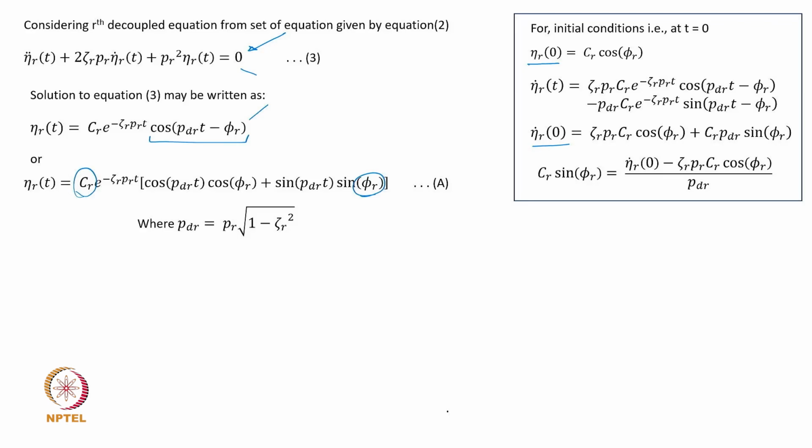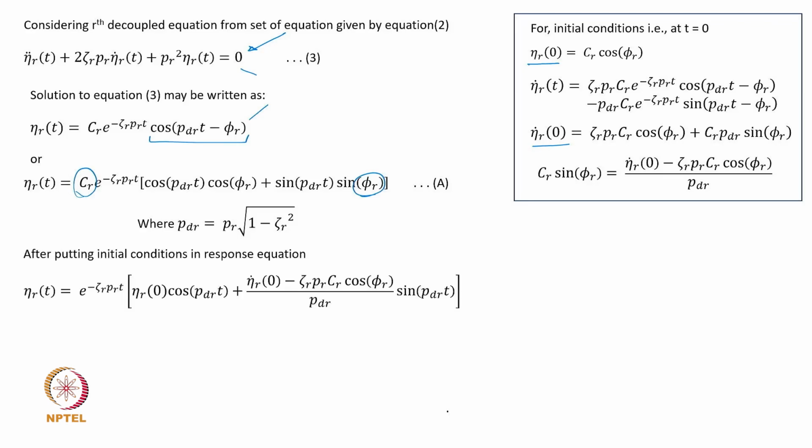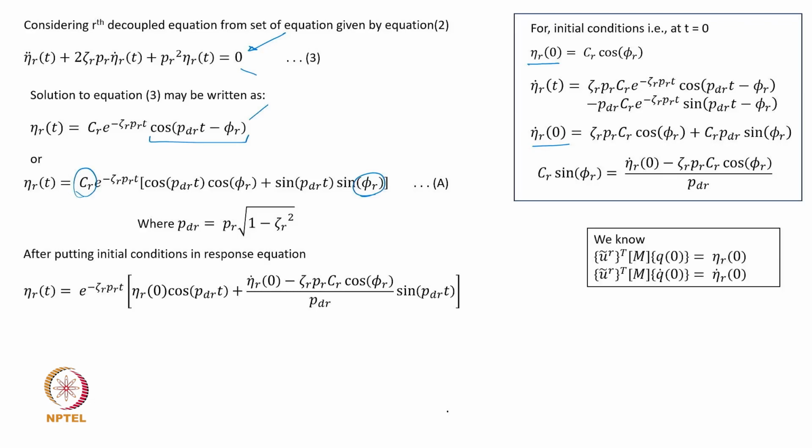These have been already discussed in our foregone lecture. Now by substituting this CR and phi r, one can then substitute for these constants by again making use of the initial conditions in the physical coordinate. So, these equations now we are quite familiar with.